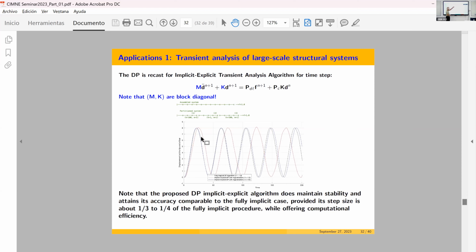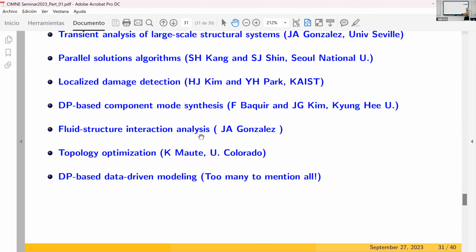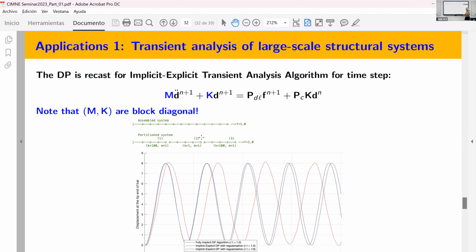So this is the equation. Remember, PD is identity minus PC. So what I did was I put the PC KD on the right hand side and used the predictor, the previous value DN. And this one is a completely black diamond. And it so turns out they are unconditionally stable, even though you extrapolate the coupling terms. Okay, somehow I messed up.